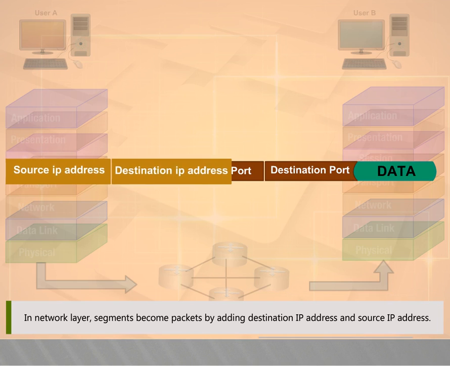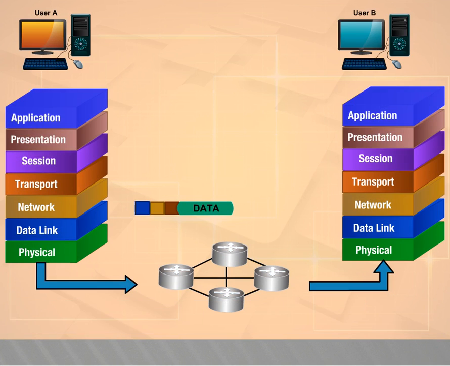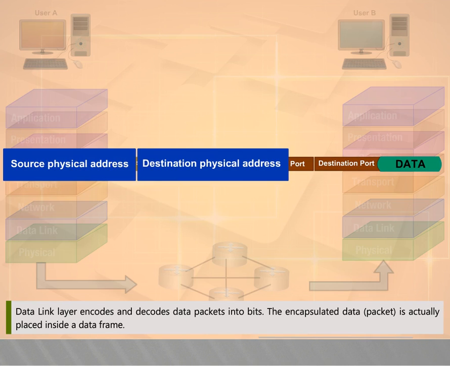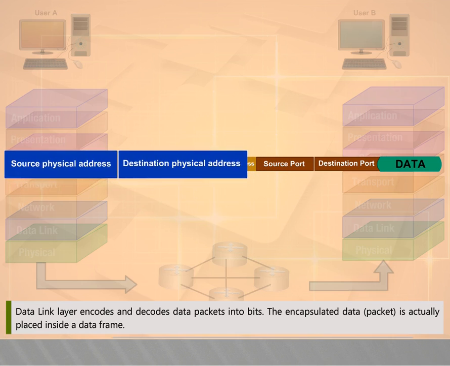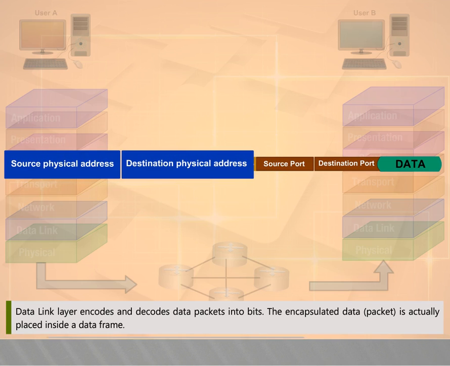In the network layer, segments become packets by adding the destination IP address and source IP address. The data link layer encodes and decodes data packets into bits. The encapsulated data, that is the packet, is actually placed inside a data frame.